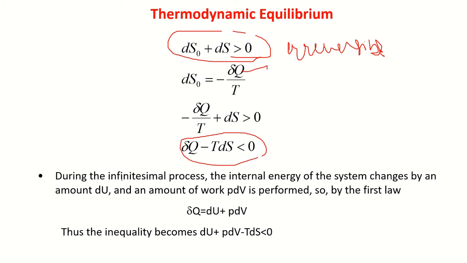During the infinitesimal process, the internal energy of the system changes by an amount dU, and an amount of work PdV is performed. So applying the first law of thermodynamics for a closed system executing a process, delta Q can be written as dU plus PdV. This dU plus PdV I'll substitute here. I'll get dU plus PdV minus TdS less than 0. This is the equation I get.